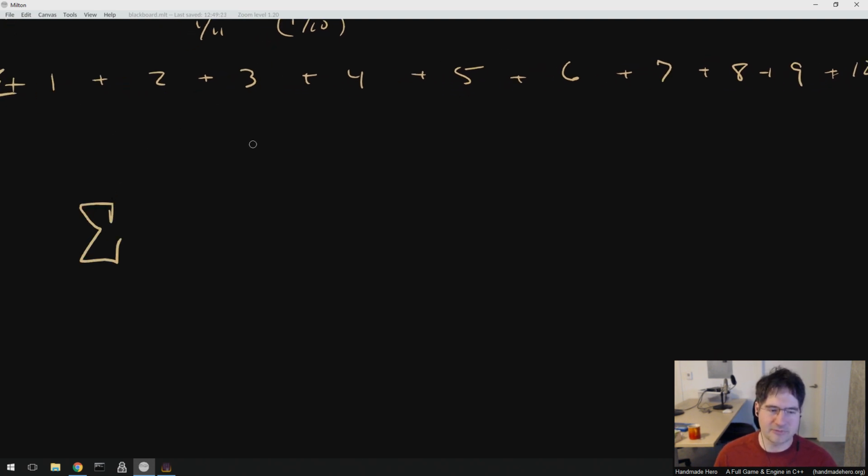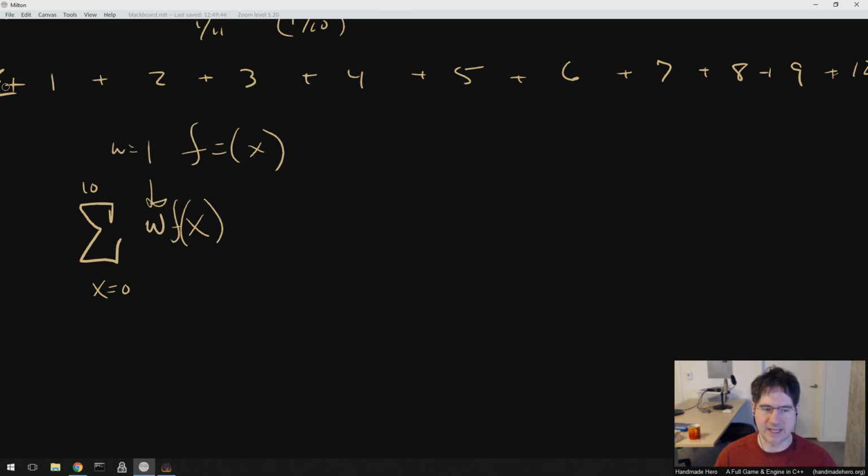I'm doing a sum of samples of x, as x goes from 0 to 10 in integer steps. And for each of those, I'm doing a weight, whatever the weight is, times my f of x, which is just x. And my weight in this case is just 1. So I'm just doing that average, right?